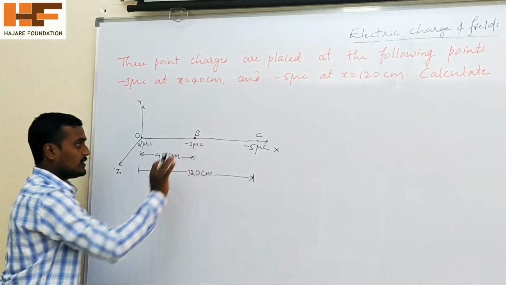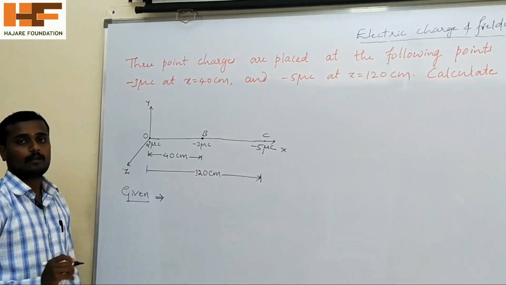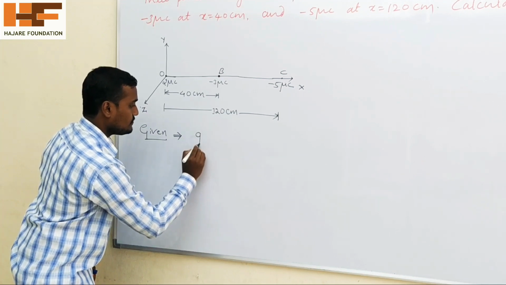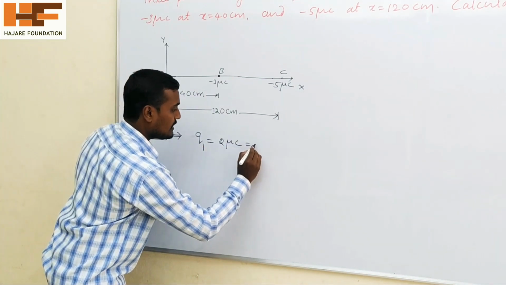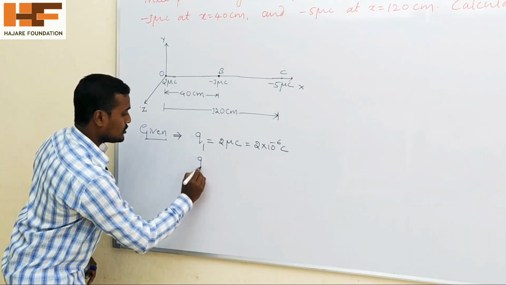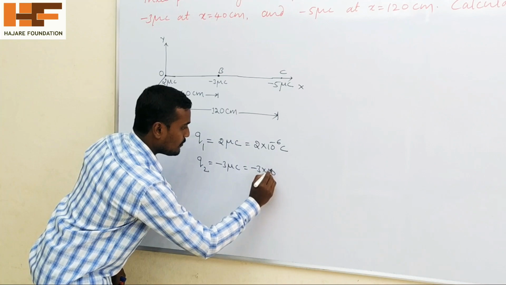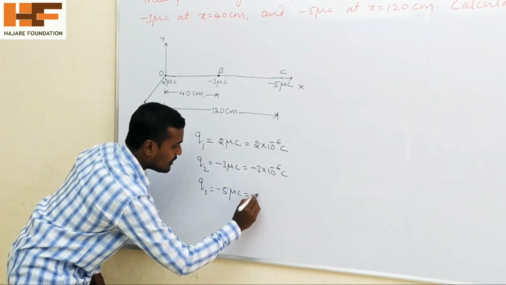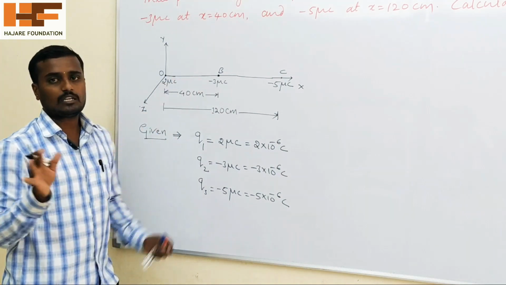Now to calculate this, first we have to write what is given here. They have given three charges. First one, let us take it as Q1. Q1 equals 2 microcoulomb, that is 2 into 10 to the power of minus 6 coulomb. Second one is Q2, minus 3 microcoulomb, meaning minus 3 into 10 to the power of minus 6 coulomb. And the third one is Q3 equal to minus 5 microcoulomb, minus 5 into 10 to the power of minus 6 coulomb. Now, to calculate the force, we want the distance between the two charges.